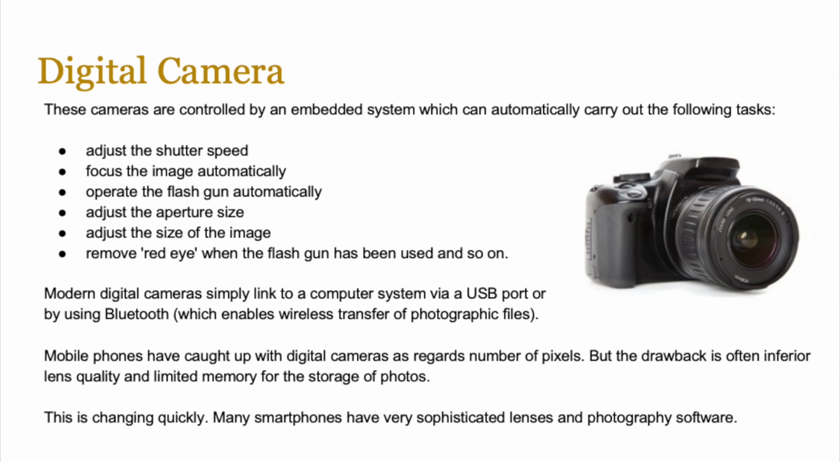Now, modern digital cameras simply link to a computer system via a USB port or by using Bluetooth or Wi-Fi. Phones have also caught up with digital cameras as regards the number of pixels, but the drawbacks are that they often have inferior lens quality and limited memory for the storage of high resolution photos. This is changing very quickly though. Many smartphones have very sophisticated lenses, and photography software, often artificial intelligence, is used to enhance pictures taken by smartphones.